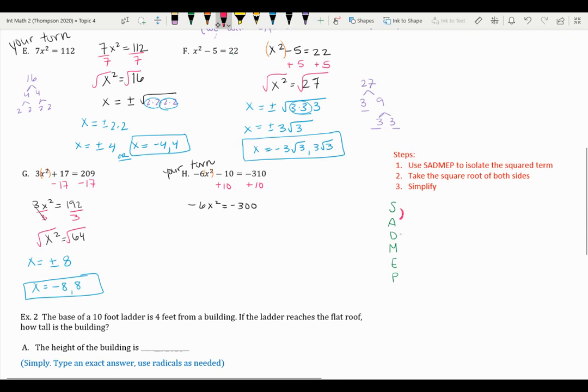All right, there's nothing else I can add or subtract, so I look to multiply and divide. I have negative 6 times x squared. This is multiplication. So to move it, I'm going to divide. When I divide, that leaves me with x squared is equal to negative 300 divided by negative 6 is 50. Now I've isolated my squared term.